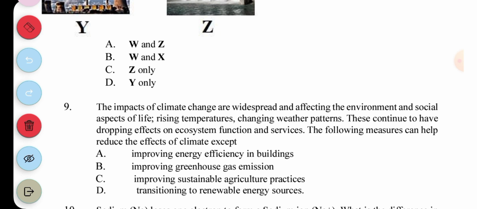So question 9, improving energy efficiency in buildings, improving greenhouse gas emissions, improving sustainable agricultural practices. D, transitioning to renewable energy sources. The answer to question 9 is D.